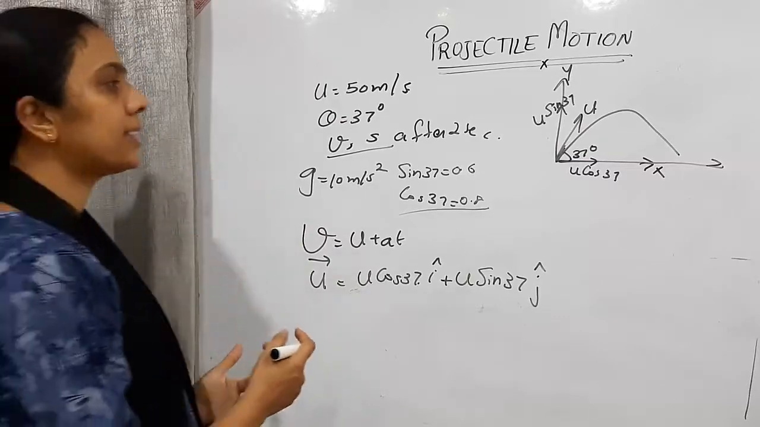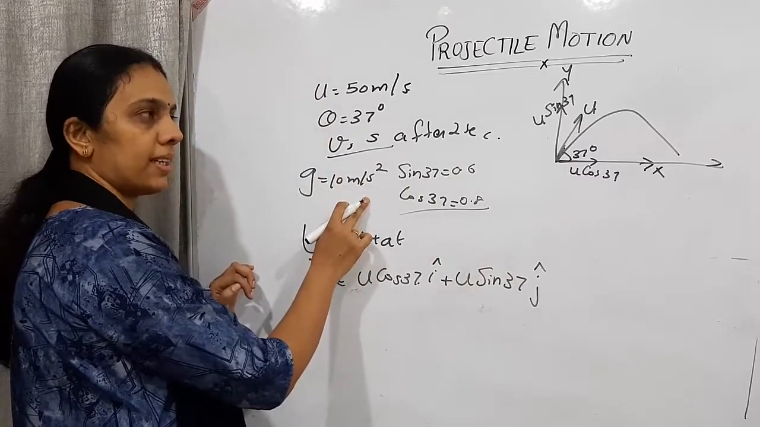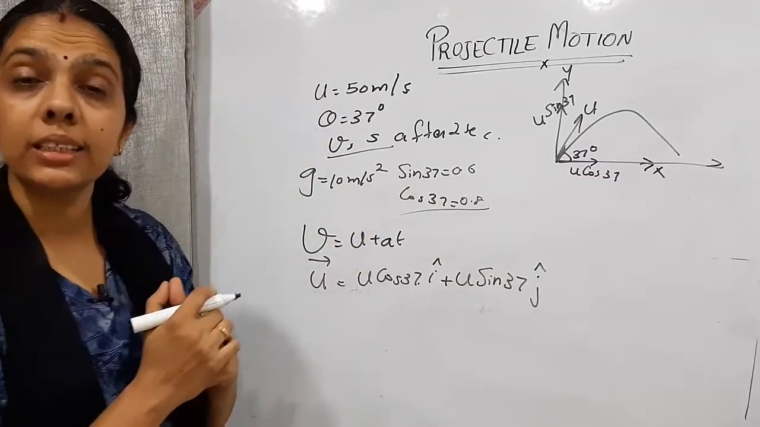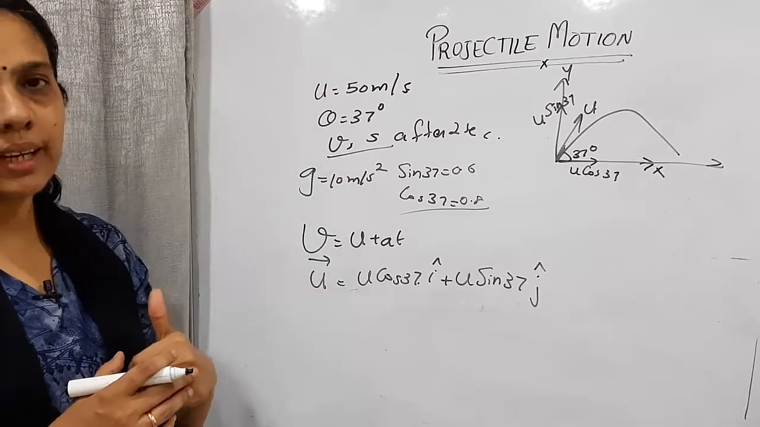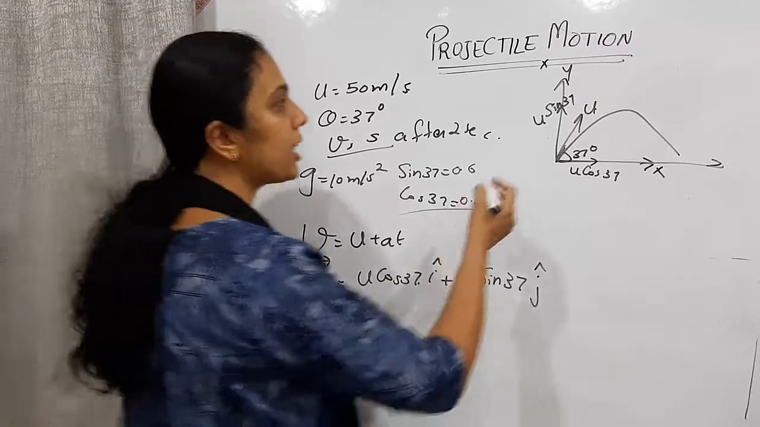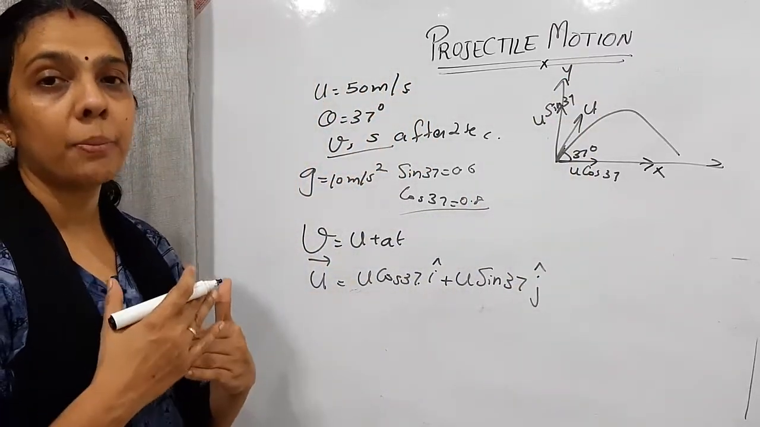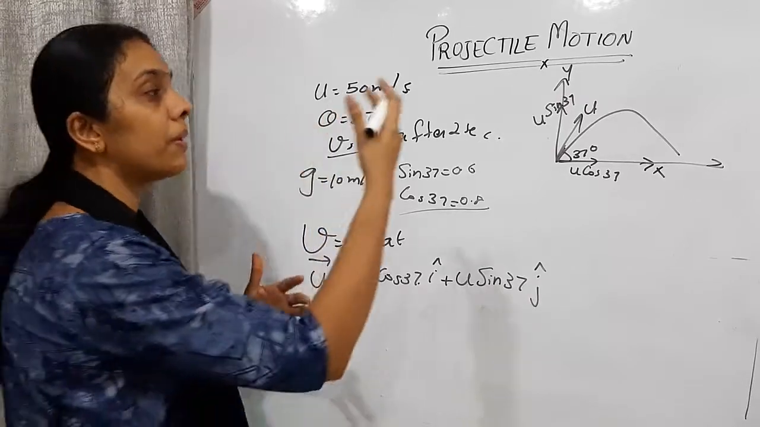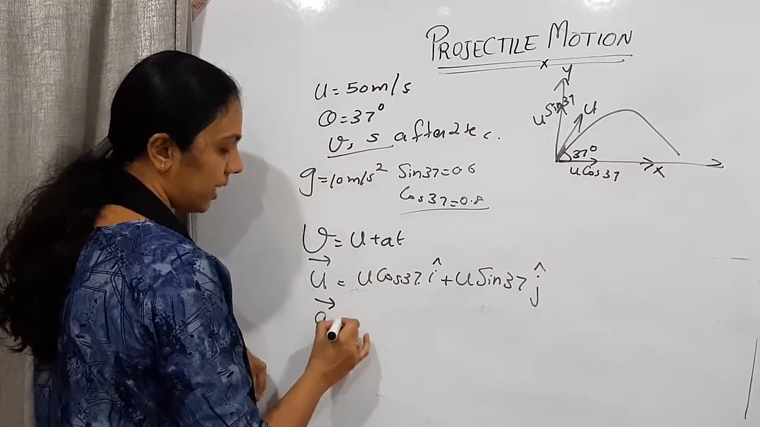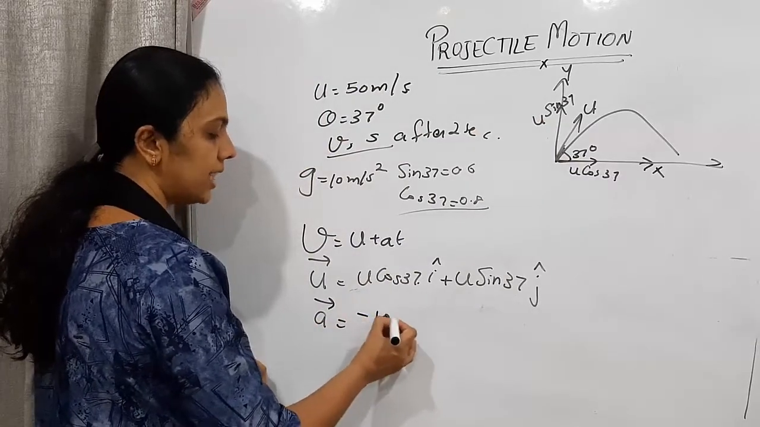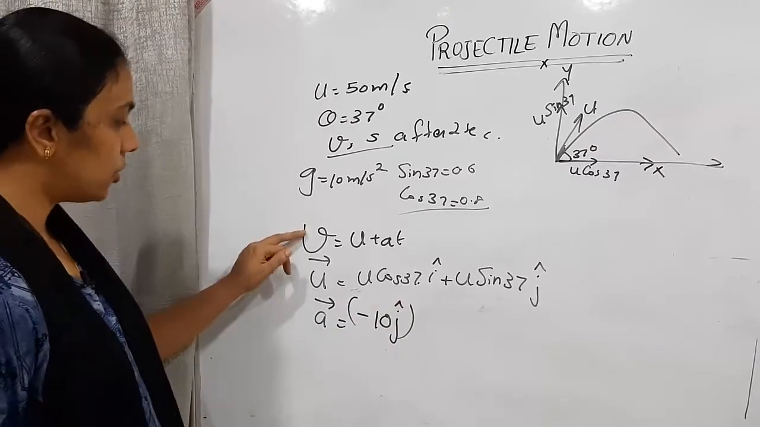Now, what about the acceleration? Acceleration is constant. We already said we can take it as 10 meter per second square. But in which direction will the acceleration be acting? Acceleration is acting in the downward direction, which means along the y-axis. The y-axis is j cap, and since it is downward we consider it as minus. Therefore, the acceleration vector we can write as minus 10 j cap. Clear? Now we can substitute.